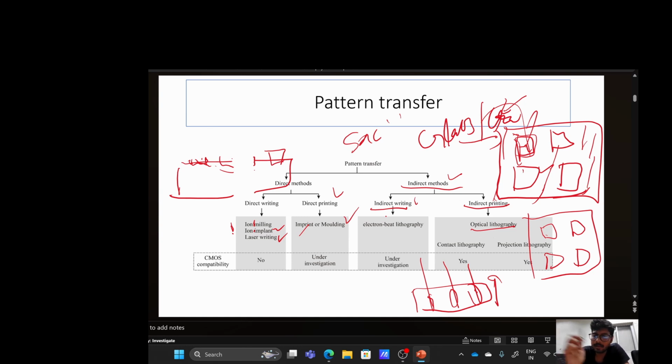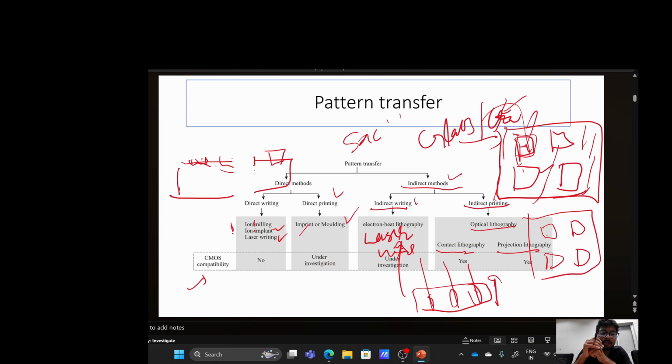Another thing is electron beam lithography. This is the writing kind, and you can also use laser writing as well, on the sacrificial layer, and then that can be transferred to the substrate. There is also contact lithography and projection lithography that we will see, and whether these processes are compatible with CMOS processing or not.